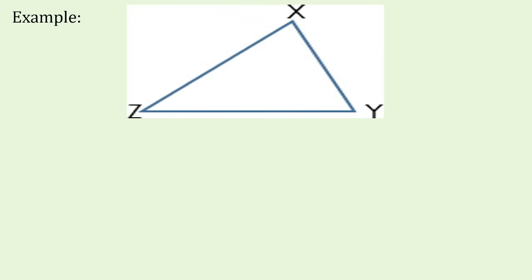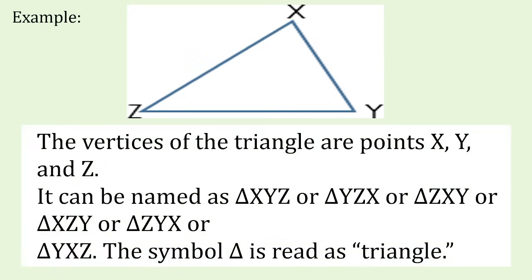Example: the vertices of the triangle are points X, Y, and Z. It can be named as triangle XYZ, or triangle YZX, or triangle ZXY, or triangle XZY, or triangle ZYX, or triangle YXZ. The symbol is read as triangle.